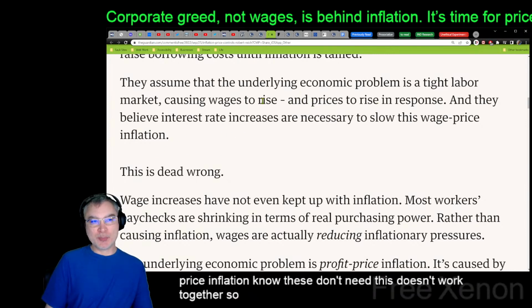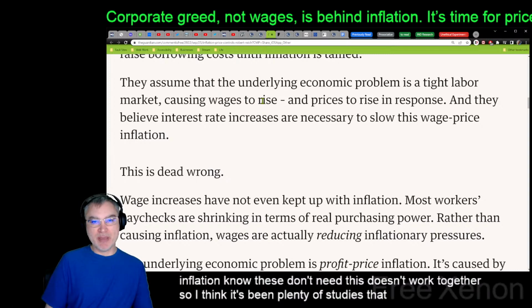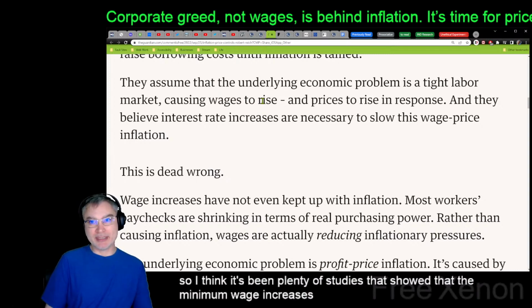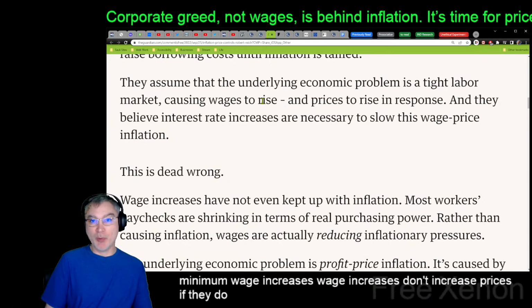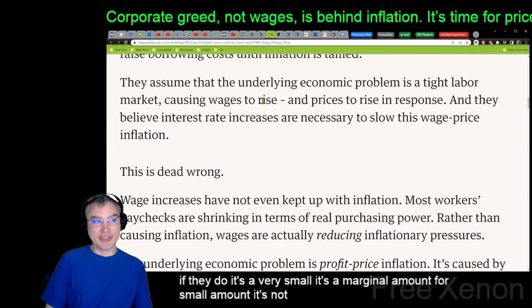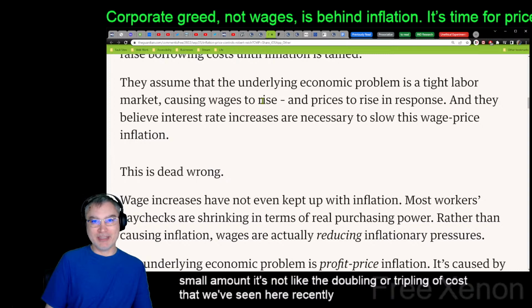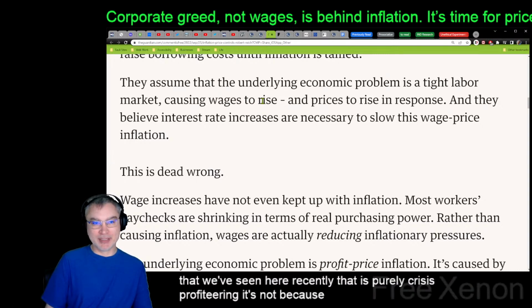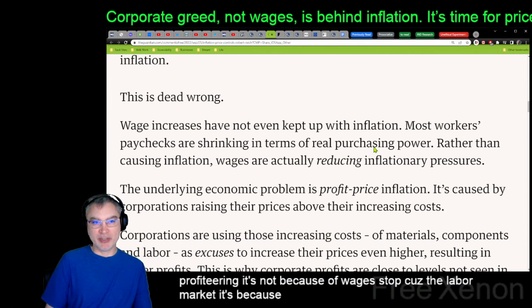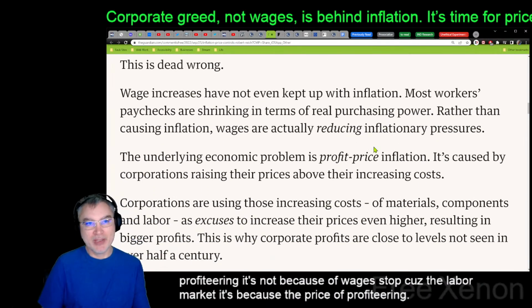So I think there's been plenty of studies that show that if minimum wage increases, they don't increase prices. If they do, it's a marginal amount. It's a small amount. It's not like the doubling or tripling of costs that we've seen here recently. That it's purely crisis profiteering. It's not because of wages. It's not because of the labor market. It's because of crisis profiteering. Full stop. This is dead wrong.